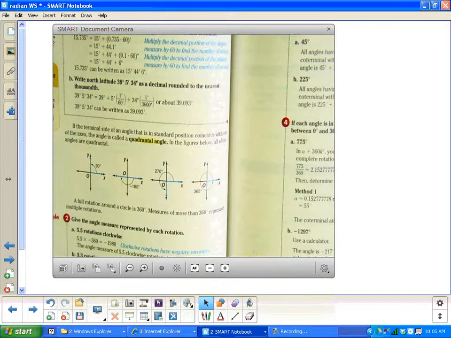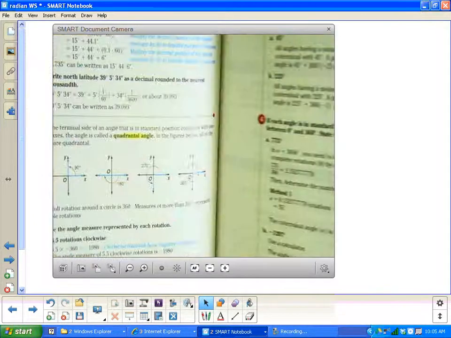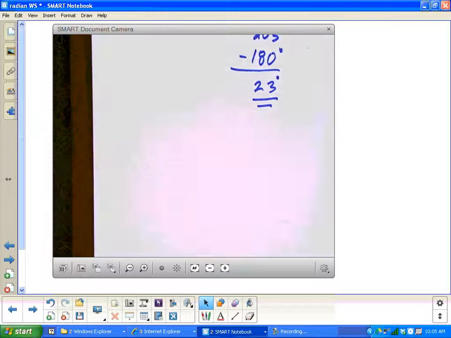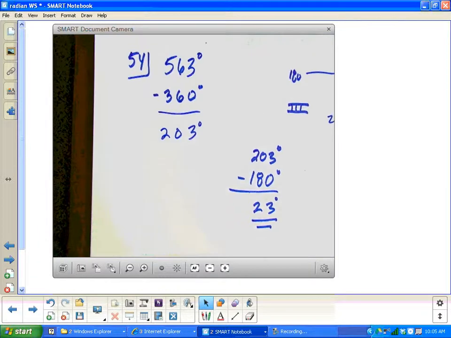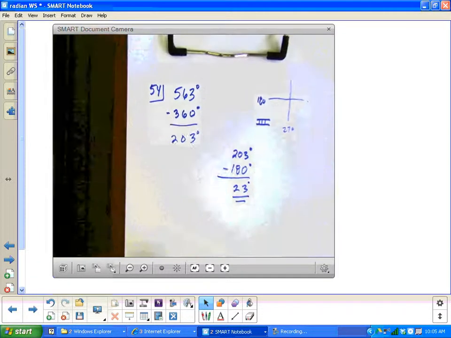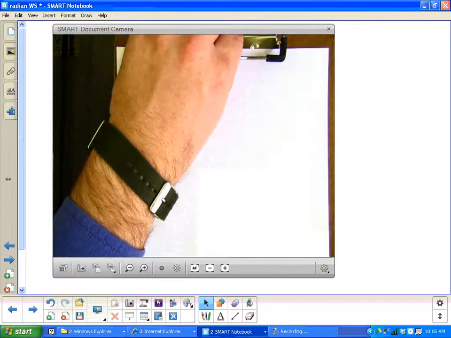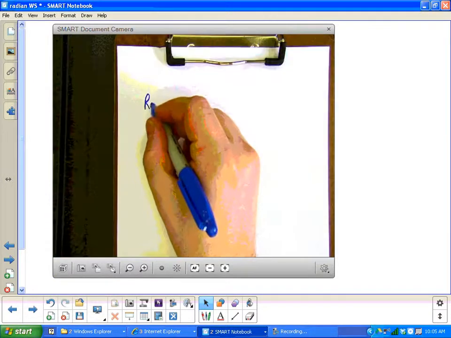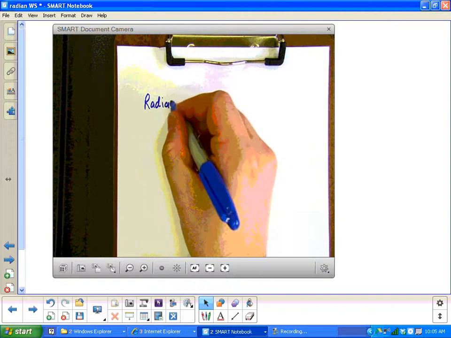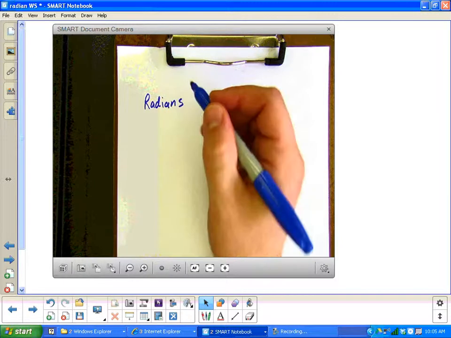Okay, now let's look at other ways to measure angles. Ever since middle school, you've measured angles in degrees. Now I'm going to show you how to measure an angle in terms of radians.